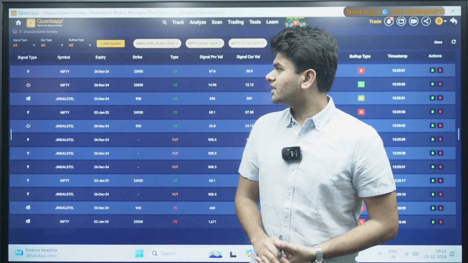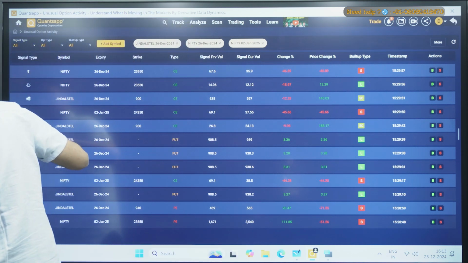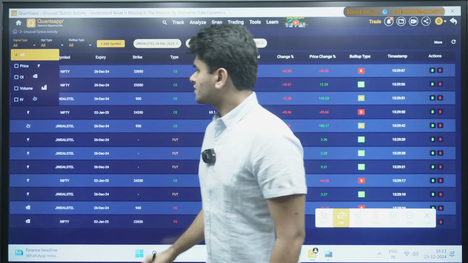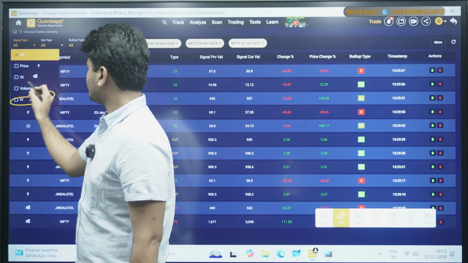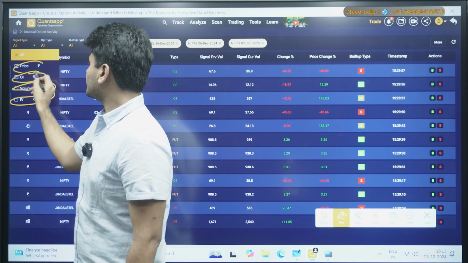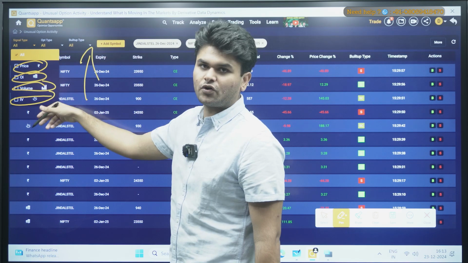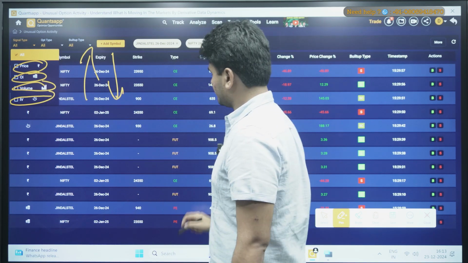Okay, so here what we can see is that there are multiple signals which you can see. One will be IV, one will be volume, OI and price. So if there is an increase in any of these four or if there is a decrease in any of these four, you will be identified here.